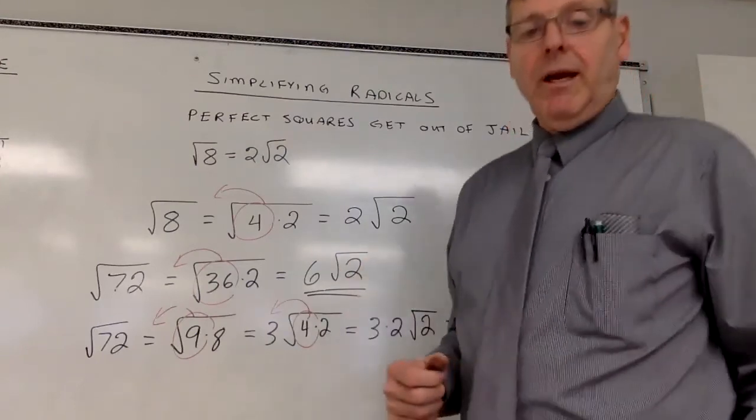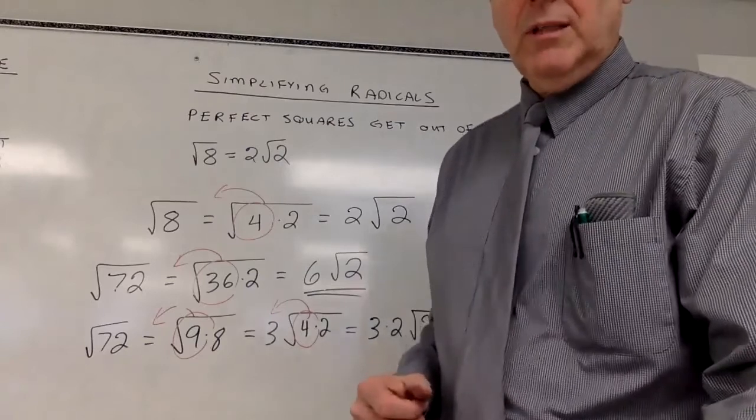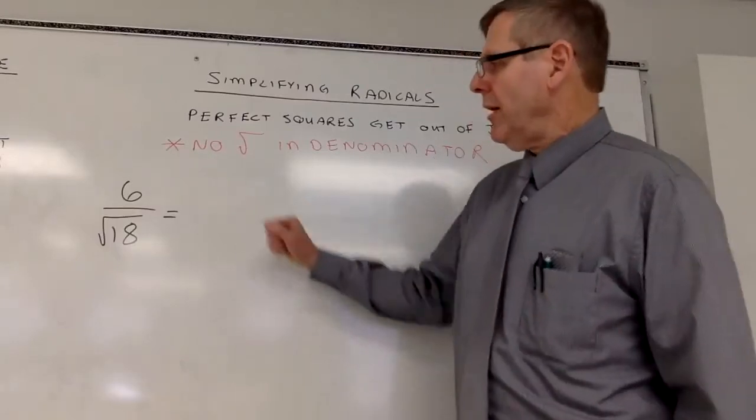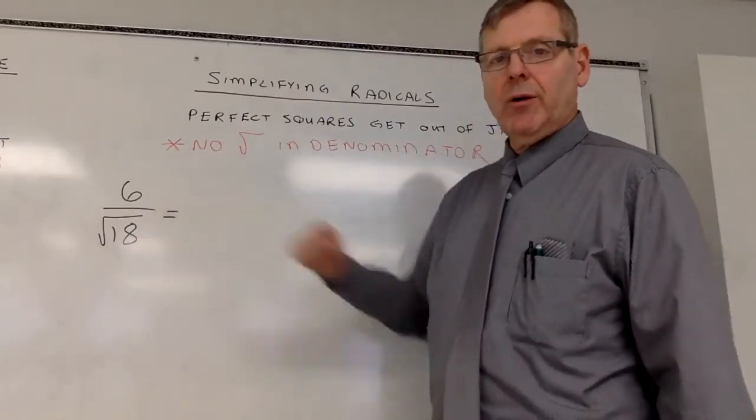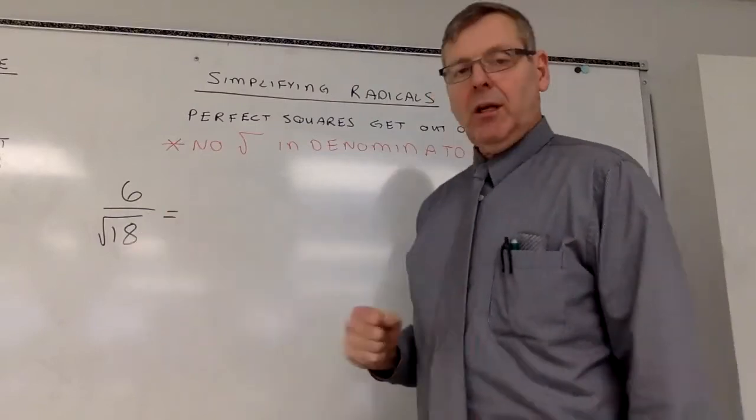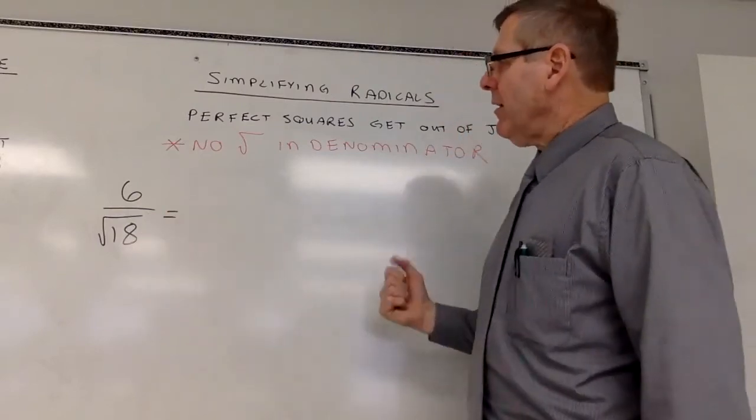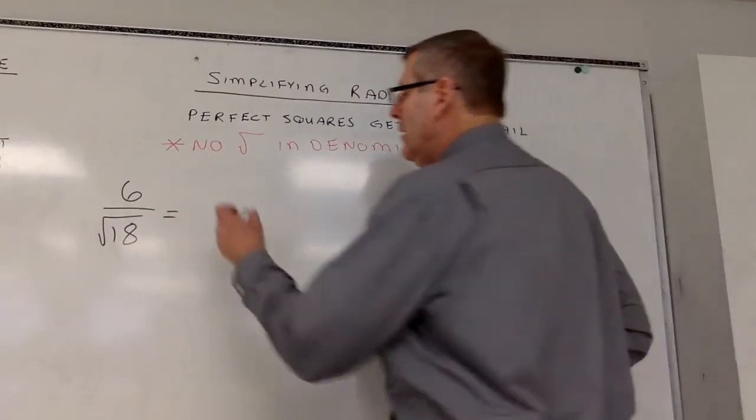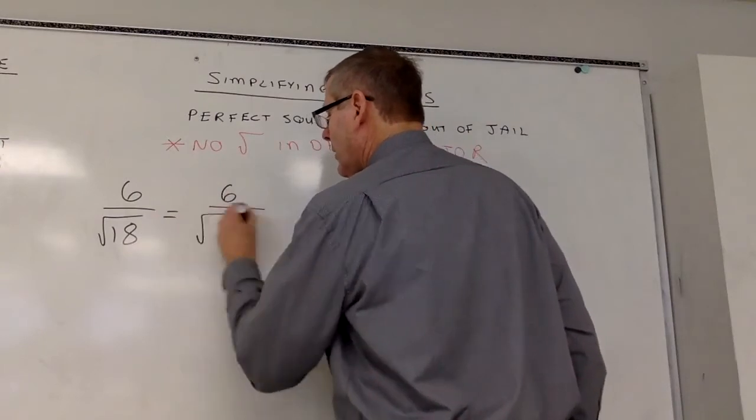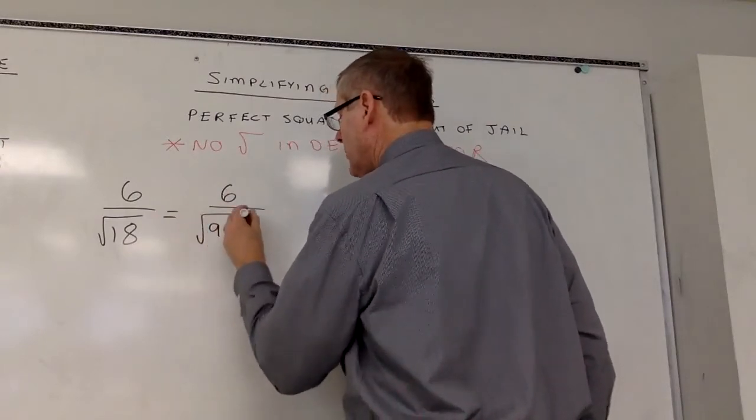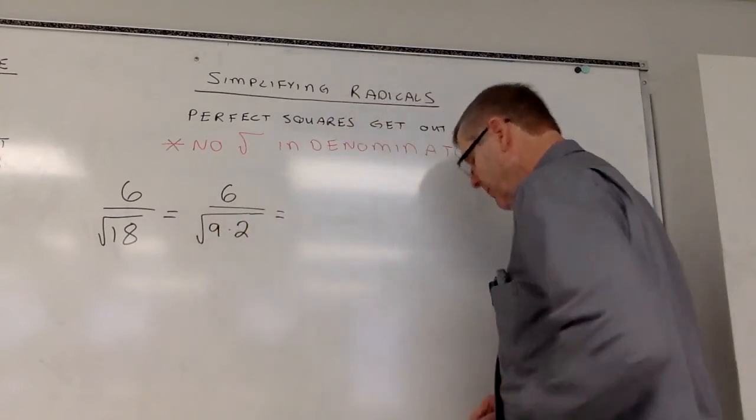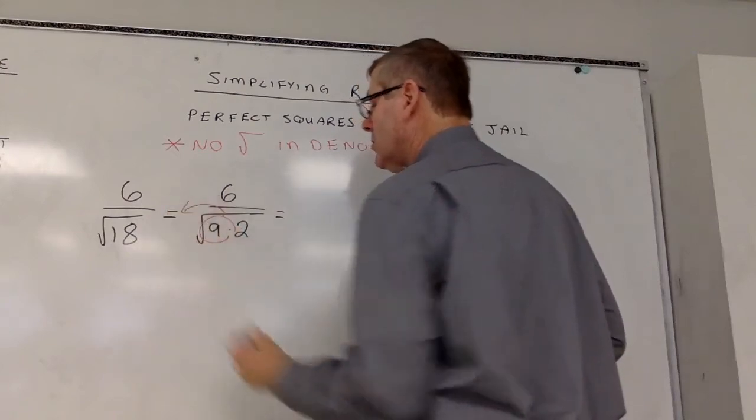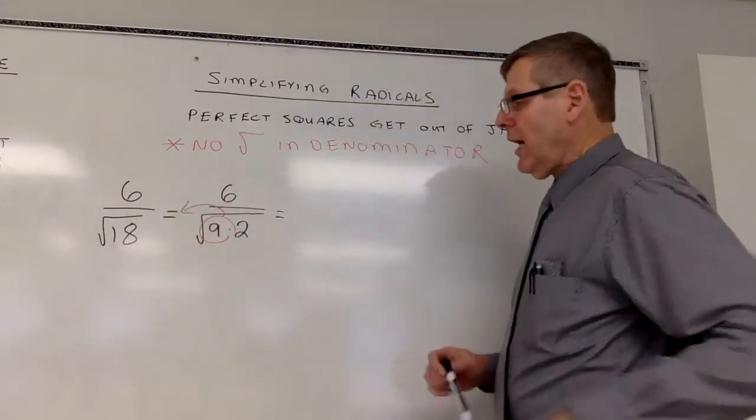Let's do a more complicated example just to see how easy this really is. All right, here's my next example, 6 divided by the square root of 18. Okay? So first I look at 18 and I have to figure out if there are any perfect squares that can get out of jail. Well, there is one, 9, because 18 is 9 times 2. So my perfect square is 9, because that is something that I actually can take the square root of. And the square root of 9 is 3.